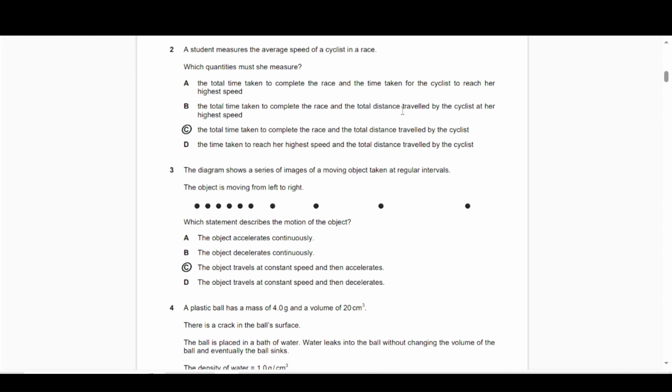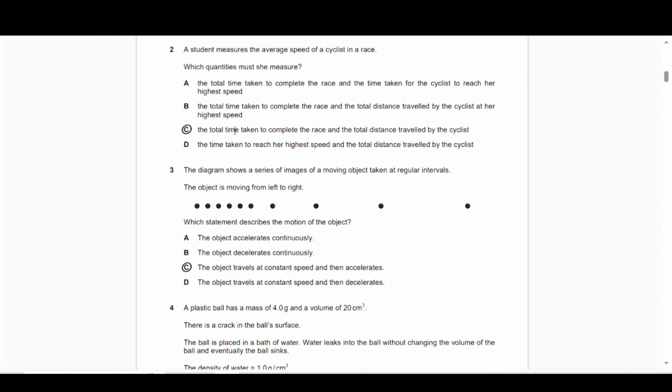And the total distance traveled by the cyclist at her highest speed. Now, it's easy to get confused by this because you've got a time, you've got a distance, a total time, total distance. But we want to know the average speed of the cyclist. We don't want to know the distance they traveled during the highest speed. We want to know the distance they've traveled in total, right? So that's how we're going to get the average, because the average speed is the total distance by the total time, right? So it can't be B.